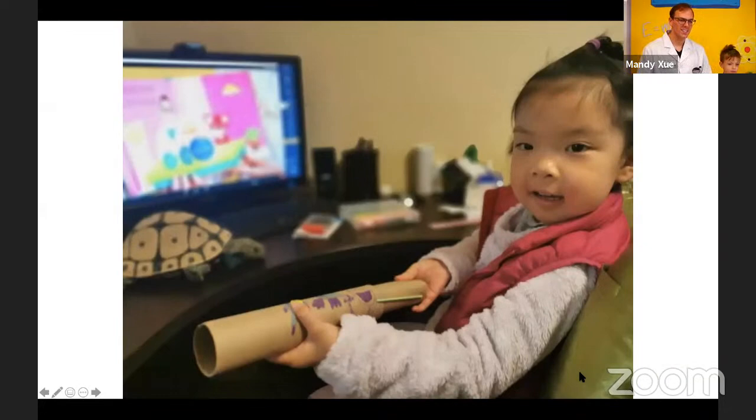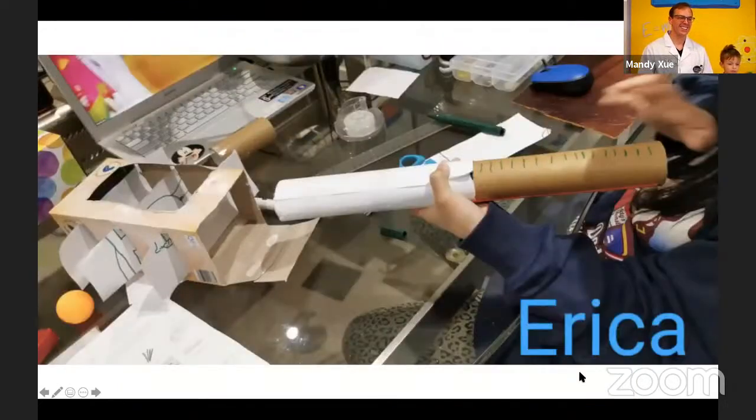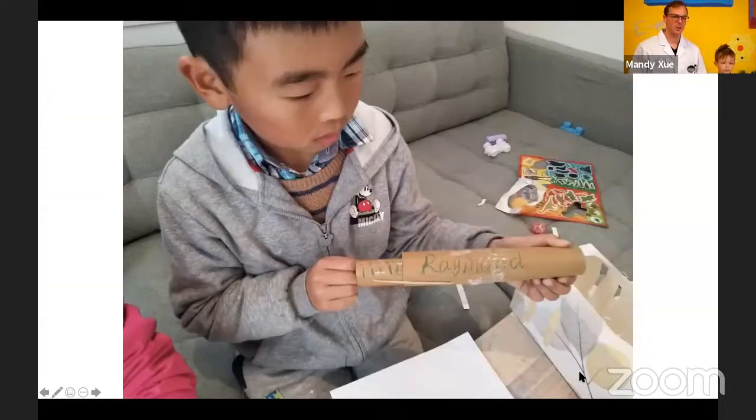And Chloe? Oh, she's decorated hers. Excellent work, Chloe. Erica? Oh, that's a very good cannon. Look at that. And they have the gates as well. Yeah. And look at all the levels. That's going to make for some good scientific discoveries, I think. Okay. Excellent work, Erica.